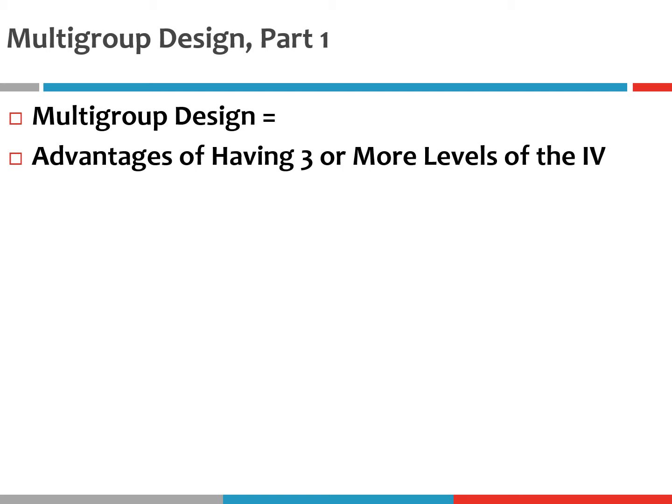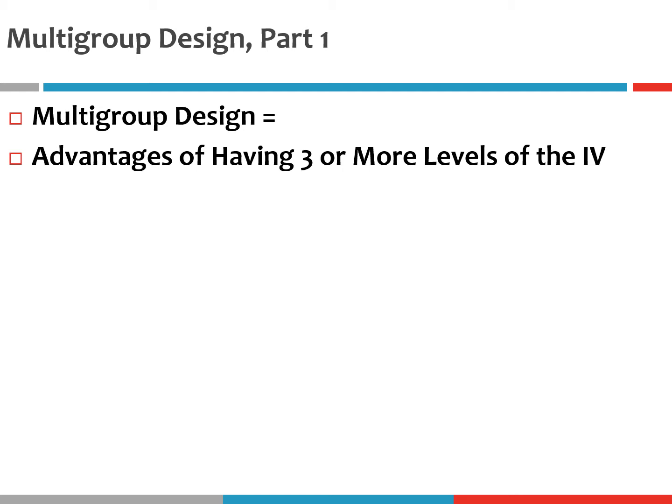For instance, you could have a treatment group that gets a high dosage of a drug, and then a medium dosage of the drug, and then a placebo. That would be three groups. Or you can have four groups where you get a high dose of the drug, a medium dose, a low dose, and then a placebo. And this allows us to draw more nuanced conclusions about the effect of the independent variable.